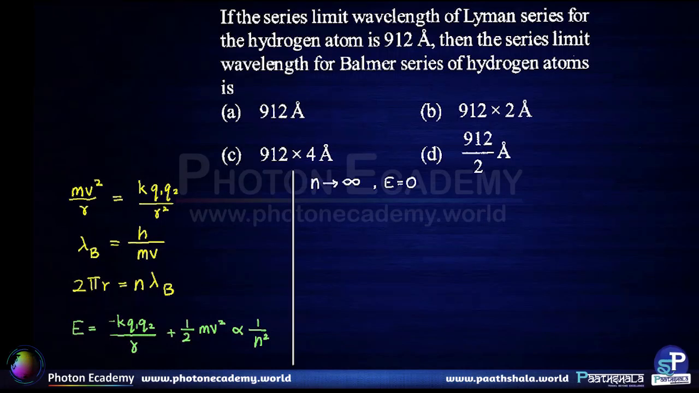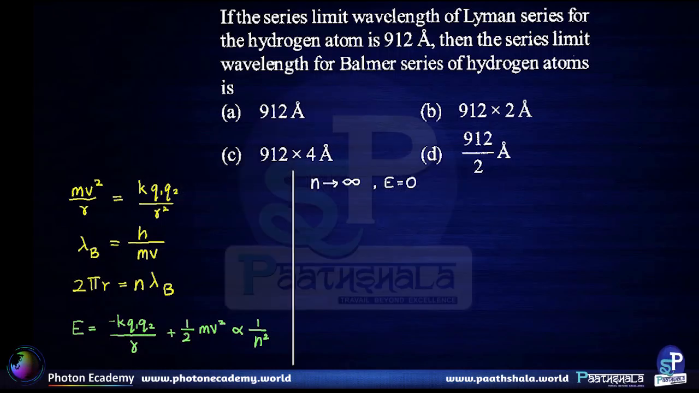Now, what are Lyman series, Balmer series? Lyman series is any transition between n is equal to 1 to any other higher n value. Balmer series is any transition between n is equal to 2 to any higher n value. The transition between n is equal to 1 and n is equal to 2 would lie in the Lyman series because that is a lower value.